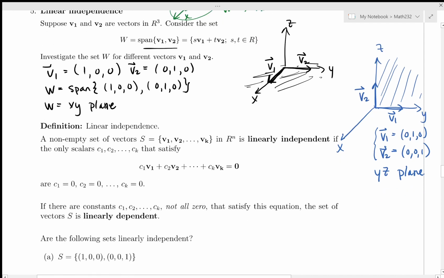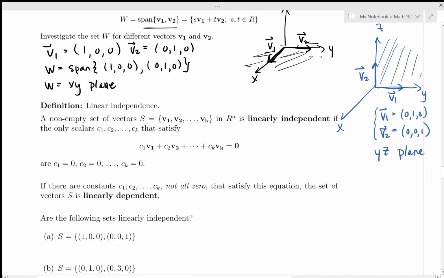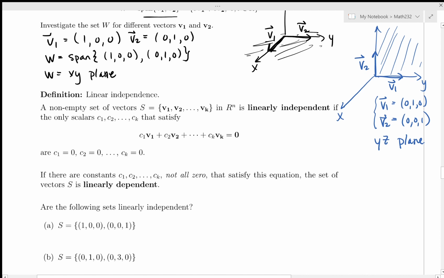So we need this idea of linearly independent, which basically means you cannot make any one of the vectors out of combinations of the other ones. Okay, so let's get that formal definition. Linear independence: a non-empty set of vectors in Rn is linearly independent if the only scalars that satisfy this equation are all zeros. If they're not all zeros, then we call those vectors linearly dependent. It means you can't make any one of these out of a combination of the others.